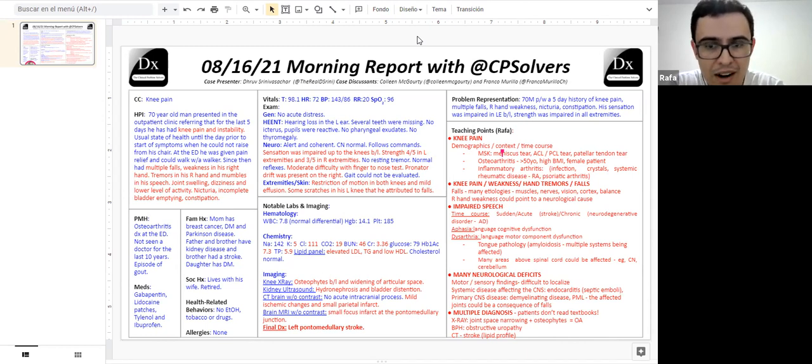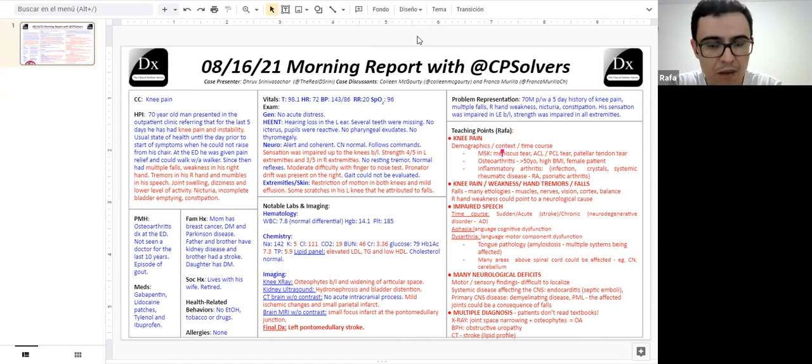And then when it comes to impaired speech, this is something that we always discuss, and we have to take into consideration the time course. If it's sudden, acute, we could think about a stroke, or if it's chronic, it could be a neurodegenerative disorder like AD. And then we can divide impaired speech into aphasia, which is a language cognitive dysfunction, or dysarthria, which is a language motor component dysfunction.